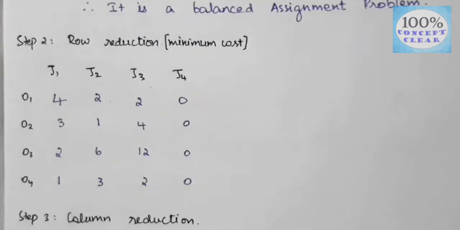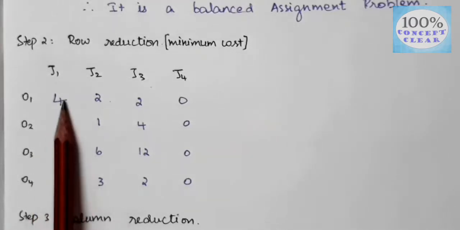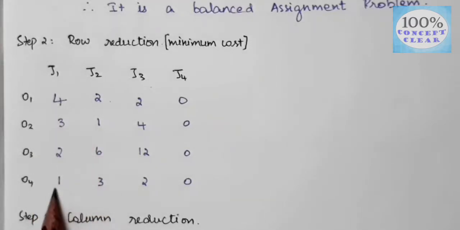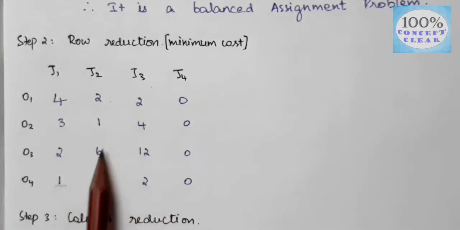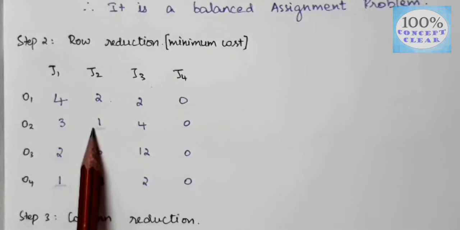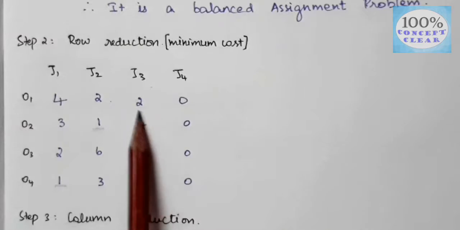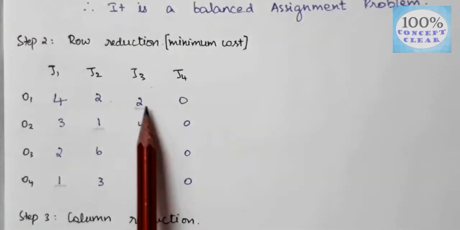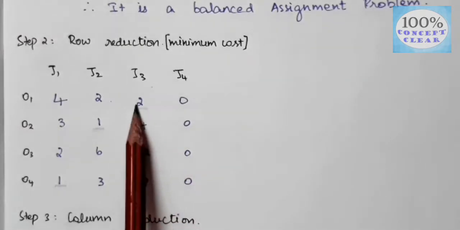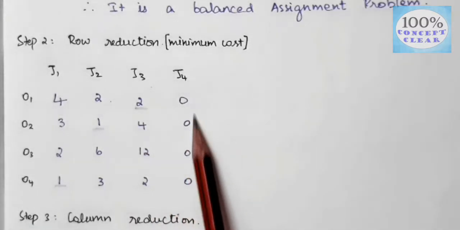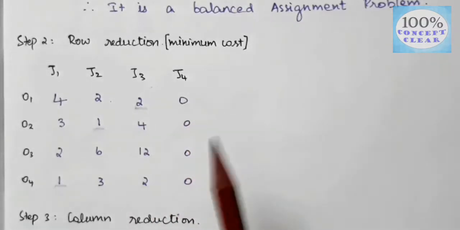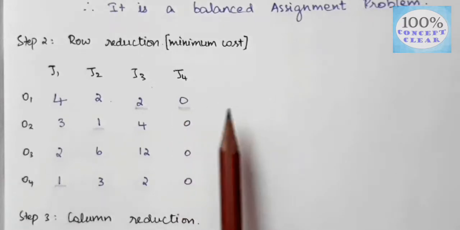Step 3, column reduction. So in column reduction, we have to find the least value in each column. Take the first column, 4, 3, 2, 1. Here the minimum is 1. And take the second column. Here 2, 1, 6, 3. 1 is minimum. And take the third column, 2, 4, 12, 2. Here we have 2. We can take any one from this. I'm taking the first one. And in fourth column, all are 0. We can mark any one.